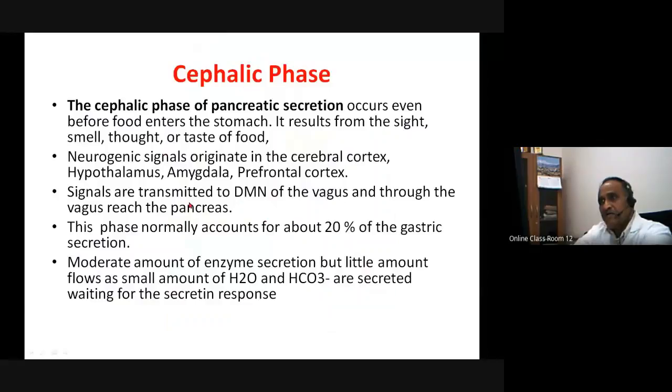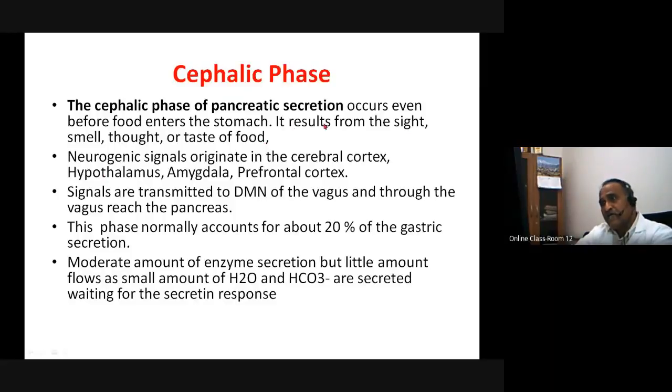Now I talk about the cephalic phase. The cephalic phase of pancreatic secretion, as happens with the stomach, will start with the conditioned and unconditioned reflexes. The unconditioned reflexes involve the mastication, swallowing, the gastric contractions, and all those things. The conditioned reflexes involve the sight, smell, thought, and the taste of food.